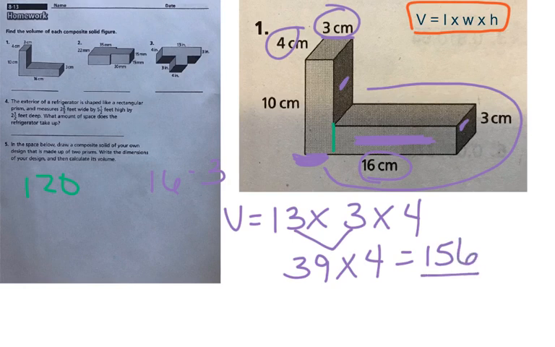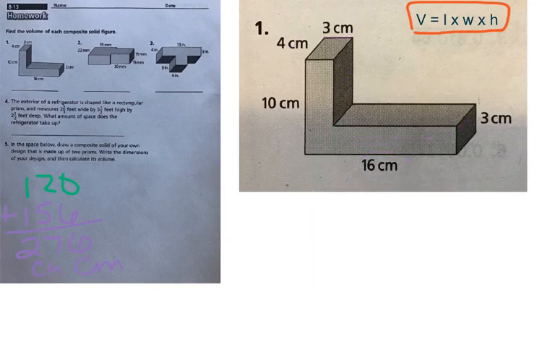156. And then we're going to take that 156 and we're going to add it over here to our 120, and we're going to come up with an answer of 276 cubic centimeters. I'm going to write the answer over here in the white so that you can see it a little better. This will be what goes on line number 1, is 276 cubic centimeters.